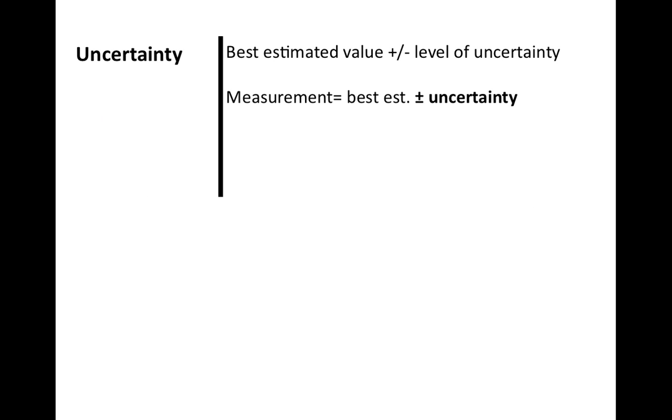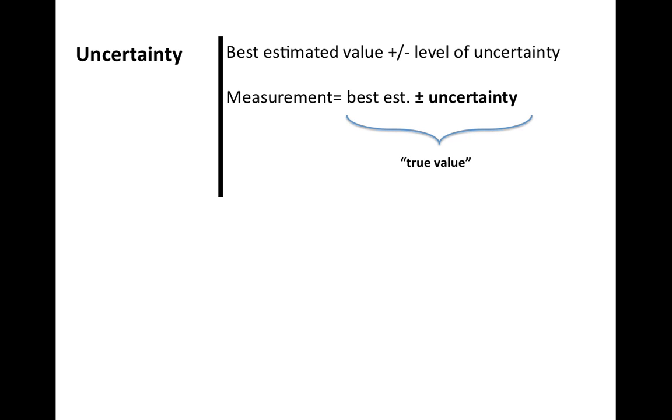Now, uncertainty. Uncertainty is the best estimated value that is above or below some level. Okay? So pretty much what you're looking for is, when we make a measurement, the measurement is going to be the best estimate plus or minus a small amount. Okay, so let's go ahead and try this.